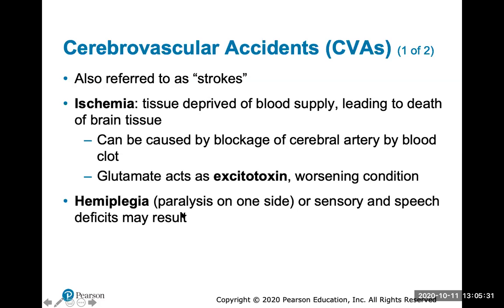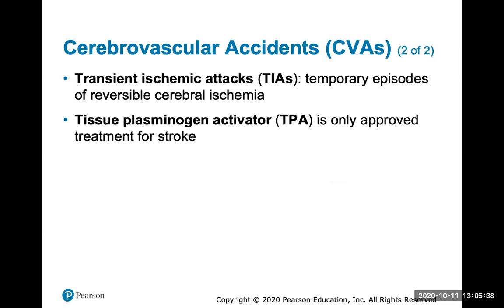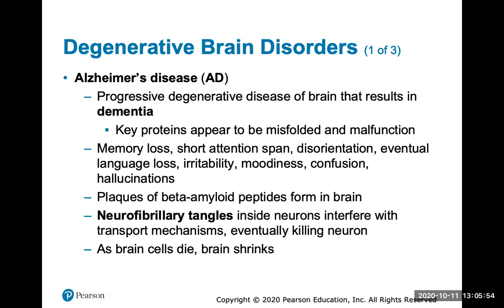Hemiplegia is paralysis on one side, or sensory and speech deficits may result. Transient ischemic attacks are temporary episodes of damage that is reversible, and tissue plasminogen activator is the only approved treatment for stroke. Alzheimer's disease, often called AD, is a progressive degenerative disease of the brain that will result in dementia.